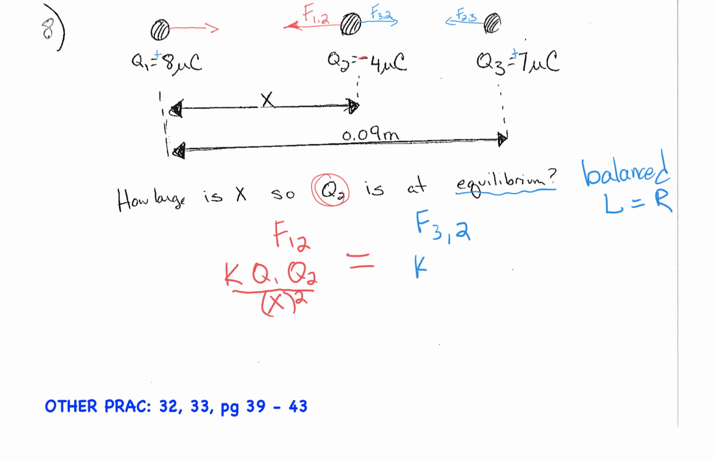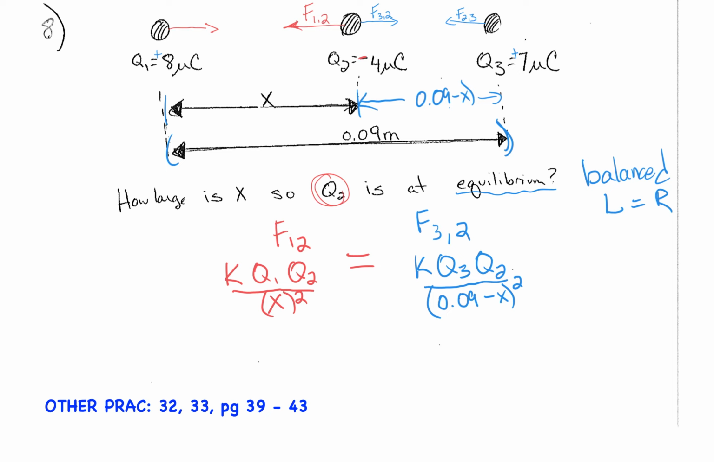On the other side, we've got k Q3 Q2, all over what distance? What's the distance between 2 and 3? We don't know it, but we know that the total distance is 0.09 meters, and we can subtract x from it. That's how you come up with an expression for this unknown distance: the total distance minus the distance to wherever Q2 is located. So this would be the x, and this would be the 0.09 minus x.